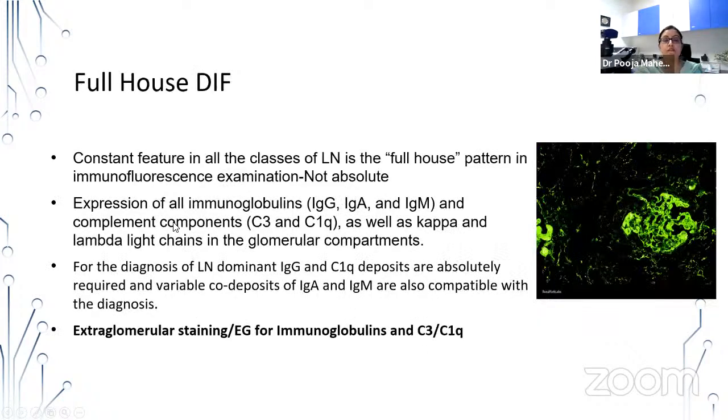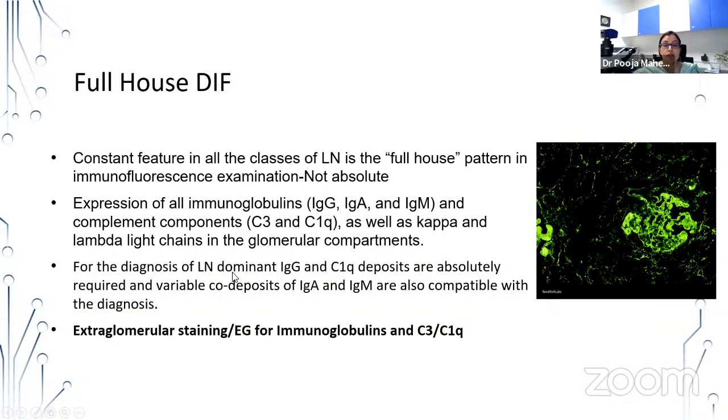What is full house DIF? The constant feature in all the classes of lupus nephritis is a full house pattern in IF examination, and it's not an absolute criterion. So what is full house? Expression of all immunoglobulins, IgG, A and M, and complement components C3 and C1q, as well as kappa and lambda light chain in the glomerular compartment. That is, you can see a glom here, and there are a lot of extraglomerular deposits. So IgG, A and M all can be positive along with C3 and C1q.